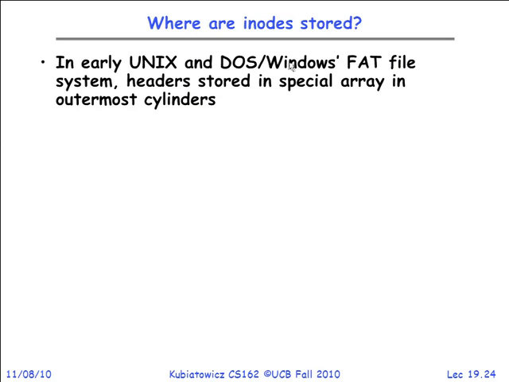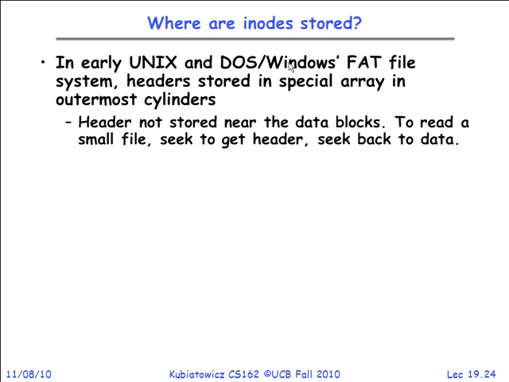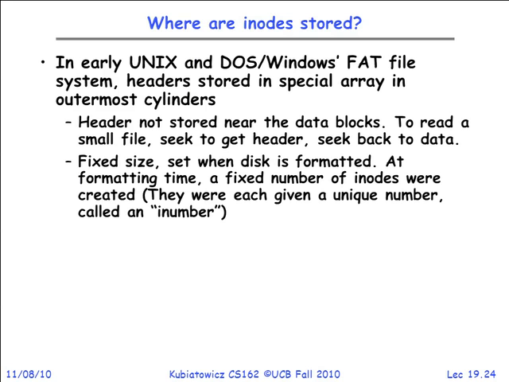The header's not stored near the data block. Small files require a seek. Boy, that sounds bad. There's a fixed size typically, and so this was a little bit of a problem: you could actually run out of inodes because all your files are small, so you have more files than inodes, and then basically your disk is full. Doesn't matter that there's more space on the disk, there's just not enough inodes.